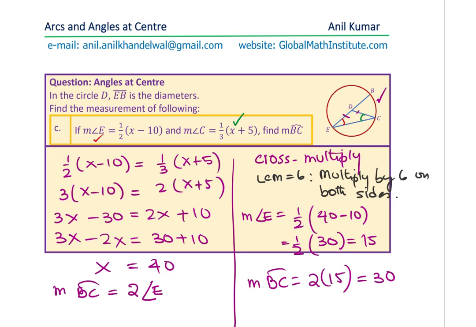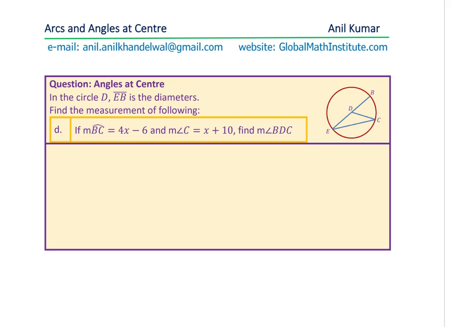So that is how we relate the two, correct? I hope this is absolutely clear. Let me just make it very clear. We found the measurement of angle E since we know that x is 40. Substituting 40, we found the value of E. Now E is half of this angle, and that angle is equal to the arc. And that's why we doubled it. Okay? Now let's look into the last example of this particular exercise.